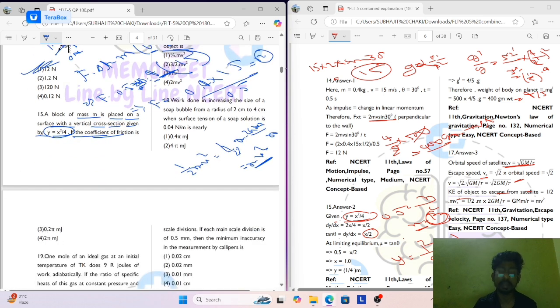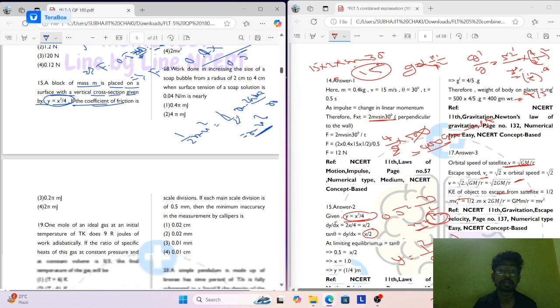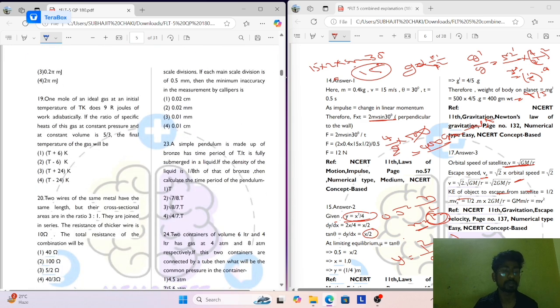Because GMm by r is nothing but the kinetic energy of the satellite, if you remember the formula. 1 mole of an ideal gas at an initial temperature T does 9R joules of work adiabatically. If the ratio of the specific heats of the gas at constant pressure and constant volume, Cp by Cv, is 5 by 3, that means gamma is given, find the final temperature of the gas.